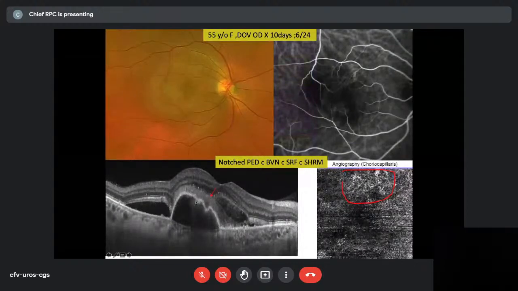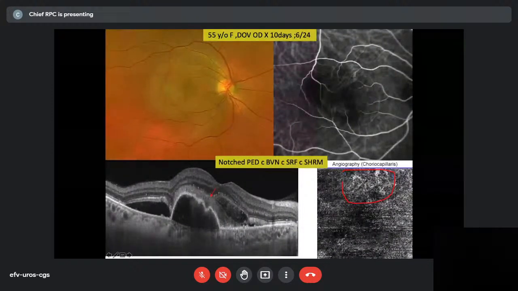So you have to inject, but there's a possibility of scarring, which you can always discuss with the patient. He won't know what SHRM is, but he can definitely understand what scarring is. The fact that SHRM is there is for you to know. So this is probably the neovascular membrane which is there on the OCTA. I like to call it OCTA.